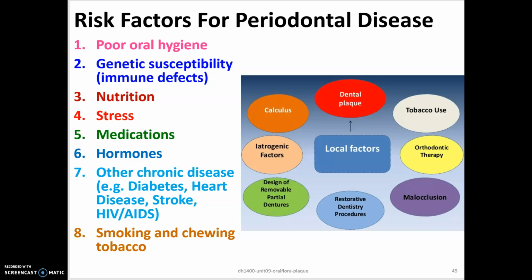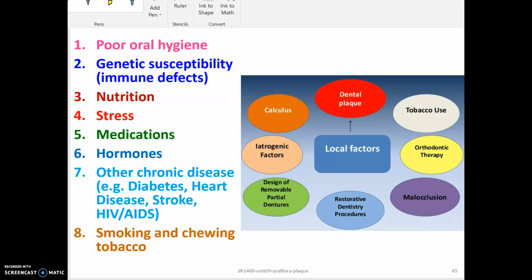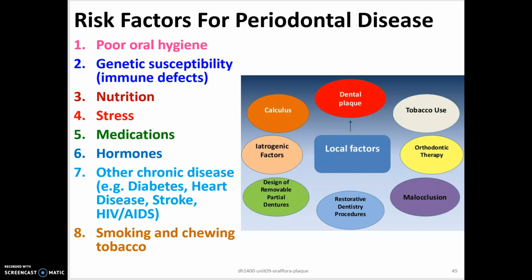Now, some of the risk factors for periodontal disease, some of the things that can increase your chances of developing periodontal disease, are going to be some things you can control and some things you might not necessarily be able to. Some of the things you can definitely control are your oral hygiene and smoking and chewing tobacco. Those things will definitely contribute to periodontal disease.